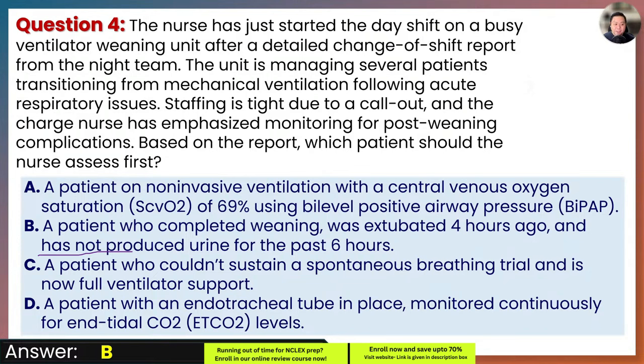Now, why is letter A incorrect here? This is a borderline low value. We have 69% of SvO2.